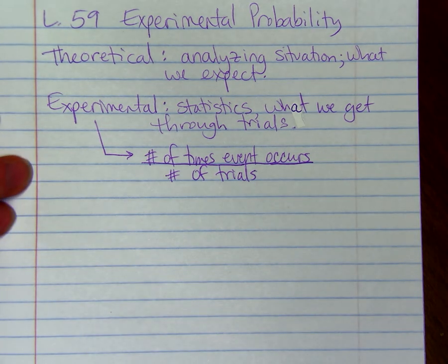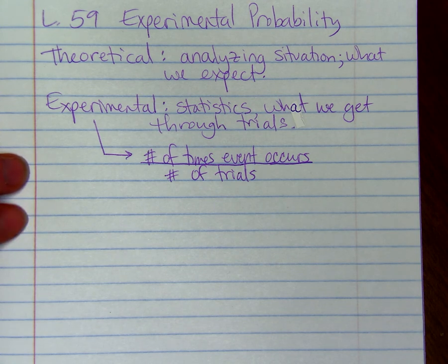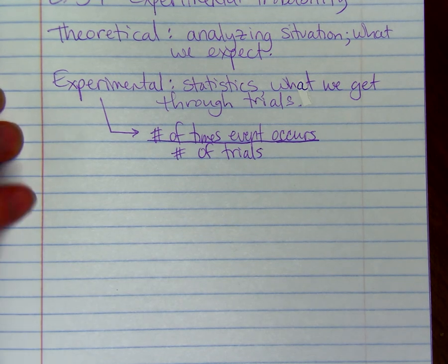So if I were to say, what's the probability of getting a heads when you flip a coin? We all know that's 1/2. However, if you flip a coin 4 times, you may or may not get 2 of them heads. So the experimental probability may be different just based on what you actually did when you did the experiment.